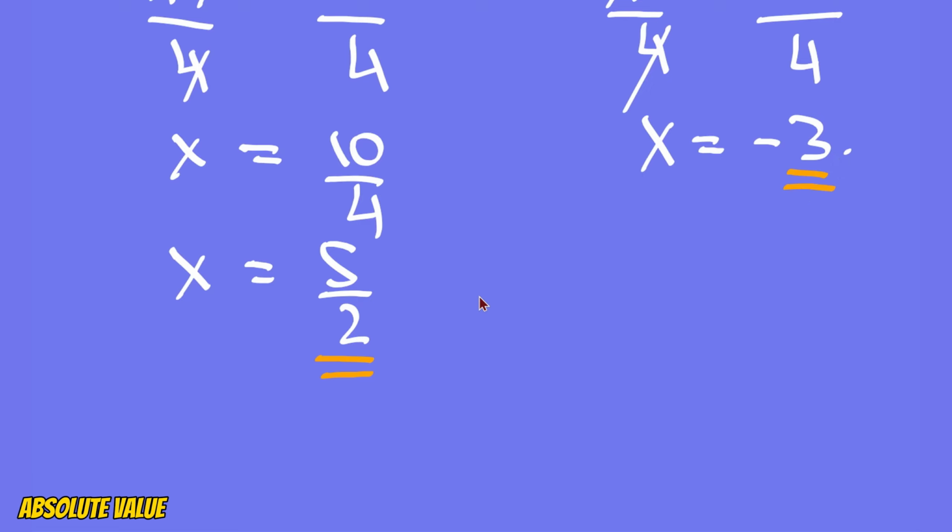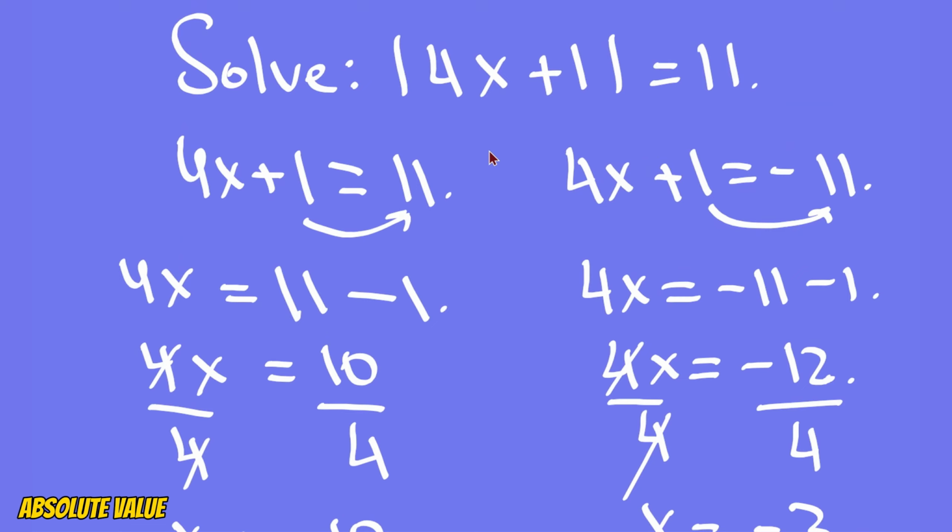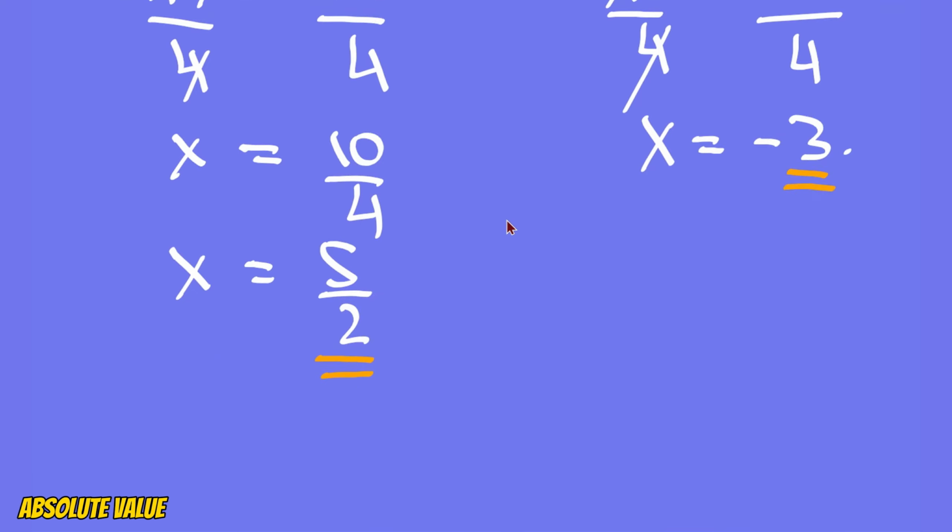Now you can ask me, how can we check that we've got right answers? It's a very good question. Let's go back to our original equation which we had. So the absolute value of 4x plus 1 equal to 11, right? So let's write it here. So I'm going to write this right here. So what we have is the absolute value of 4x plus 1, and it's going to be equal to 11, right? So we have to check that.